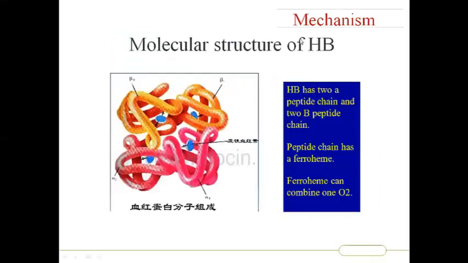So this is the mechanism, like the molecular structure of hemoglobin. The hemoglobin has two alpha chains and two beta chains, right? And these chains each have a ferroheme, and a ferroheme can combine with one oxygen. So you see in these different chains, one ferroheme, and this will combine with the oxygen, right?